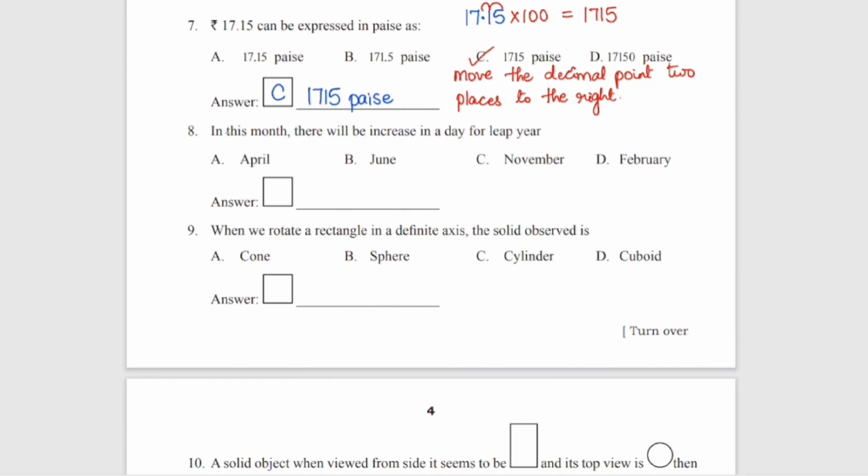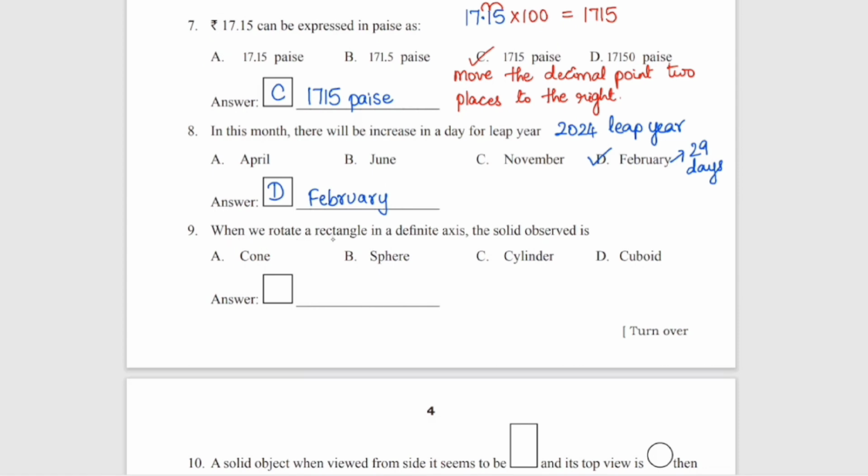The next question is, in which month will there be an increase of a day for a leap year? For example, 2024 is a leap year. There are 29 days in February. Last year it was 2023, not a leap year. There were only 28 days in February. So the correct option is D, February, where there will be an increase in a day for a leap year.